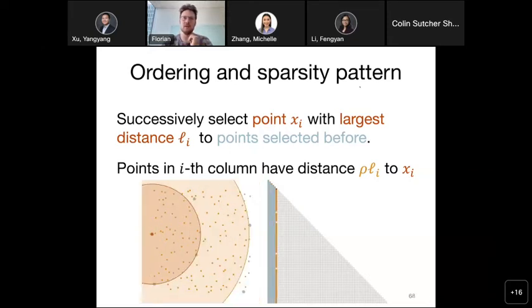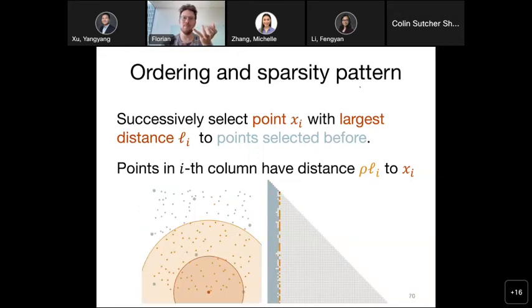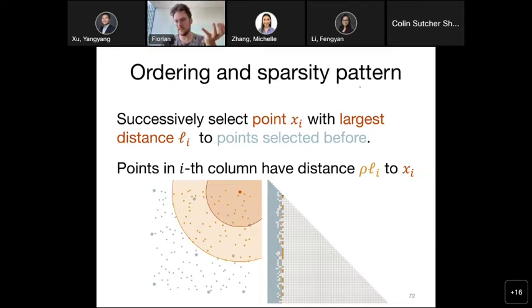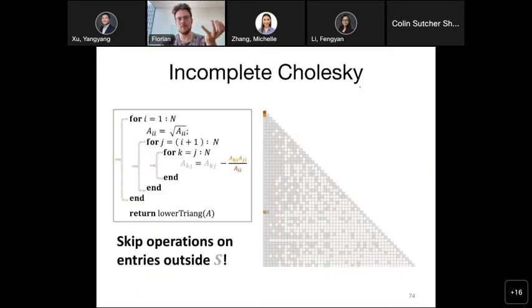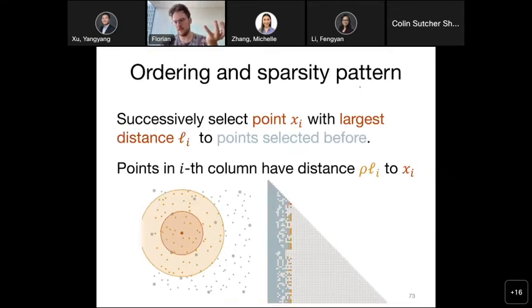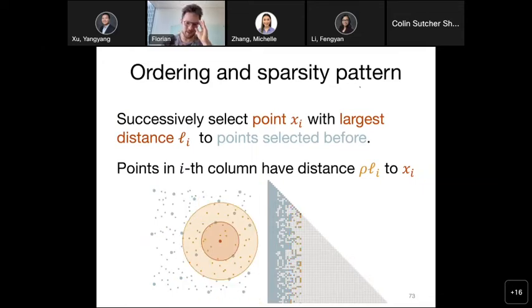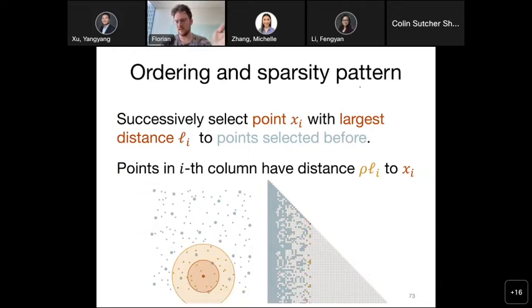And now we see that because this length scale becomes smaller and smaller as we select more and more points, the columns that we're adding to the sparsity pattern similarly become sparser and sparser. And by a sort of harmonic sum type argument, we can actually show that the total number of non-zeros scales only linearly in n for a fixed row.